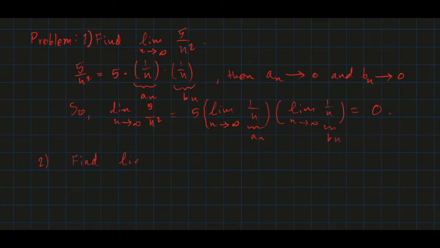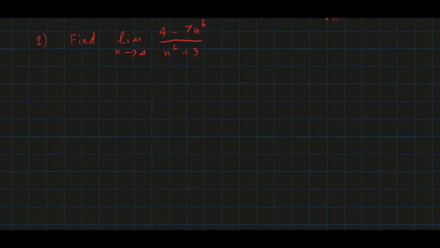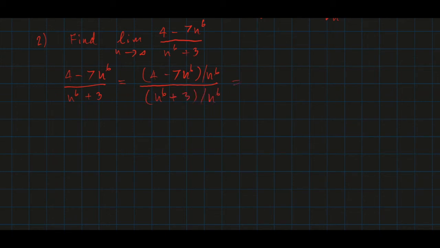This problem asks you to find the limit of 4 minus 7n to the 6th divided by n to the 6th minus 3. Okay, how do we compute this? The first thing we will do is to simplify the fraction. Let's write 4 minus 7n to the 6 divided by n to the 6 minus 3. It's not really simplified, but we divide both top and bottom by n to the 6. The bottom also divided by n to the 6. This doesn't change anything.